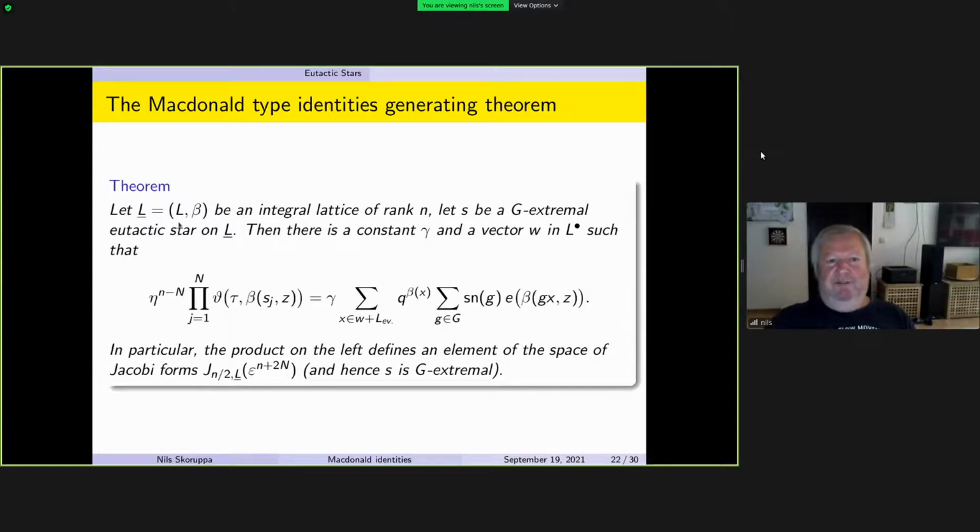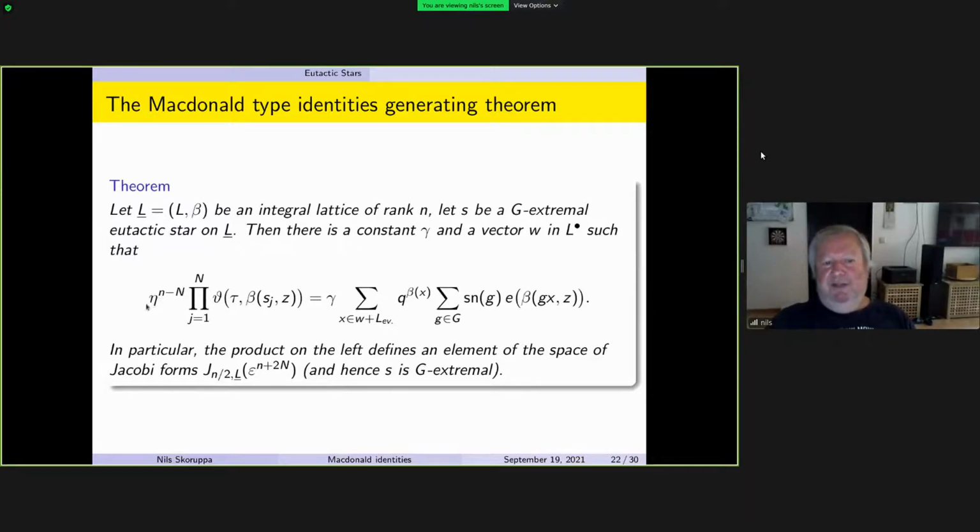So assume that we have a lattice L, an integral lattice of rank n, and we assume that we have a eutactic star S, which is G extremal for some subgroup G of O(L). And what do we have then? Well, then we have this identity that I put here. There is a certain vector in the shadow of L, and a constant gamma, so that we have this identity. On the left-hand side, we have this theta of S, the pullback of the embedding associated to S.